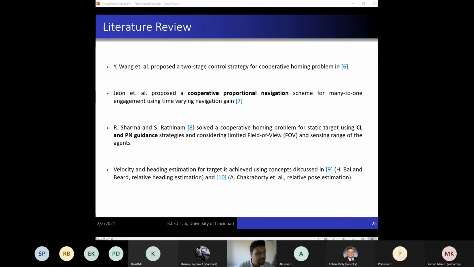The main points for this slide are: R. Sharma and S. Rathinam solved a very similar problem for static targets. However, moving and maneuvering targets add their own set of challenges. To develop a proof of concept for this solution, we considered a cooperating target. That is, we know the velocity and turn rate of the target by accessing the target's IMU. But in case the target is non-cooperating, the velocity and the turn rate for the target can be easily estimated using the relative position estimation concept developed in 9 and 10.